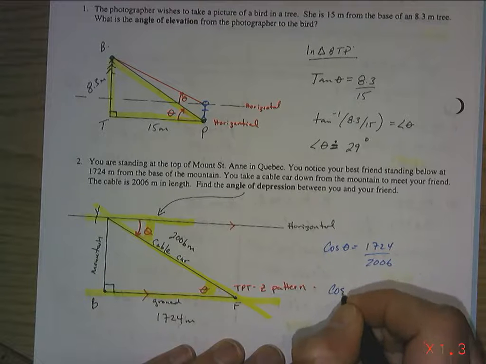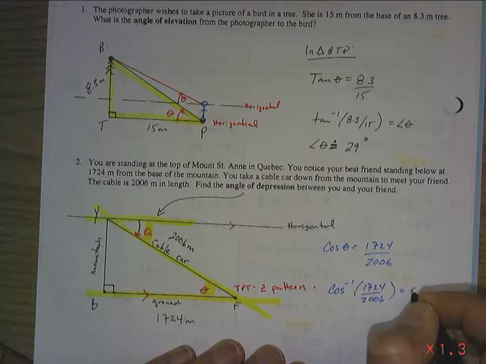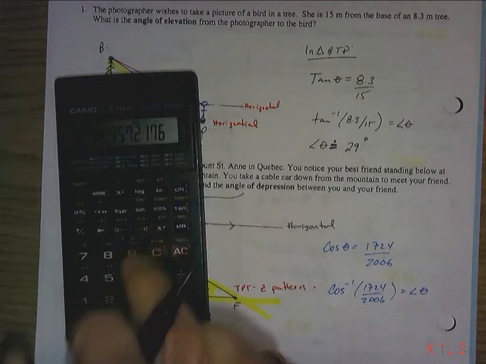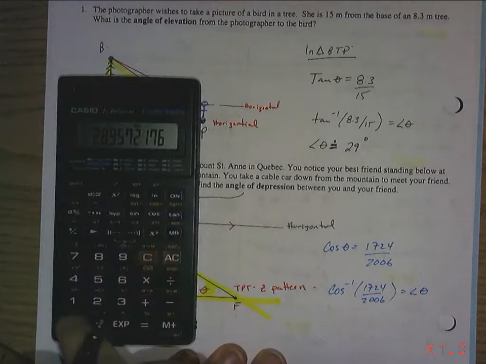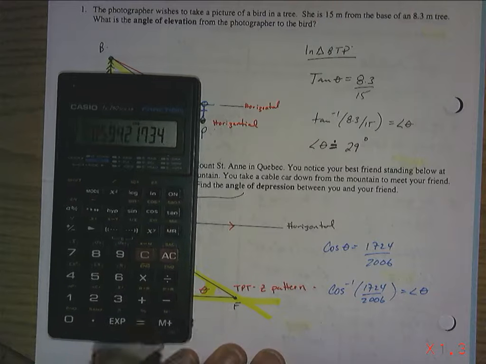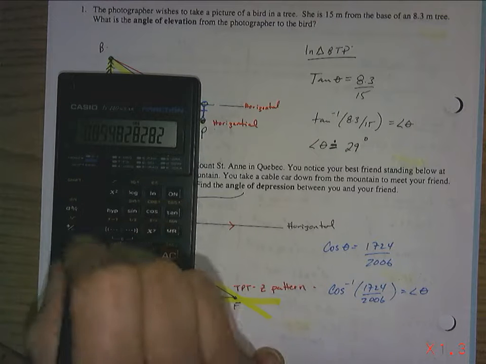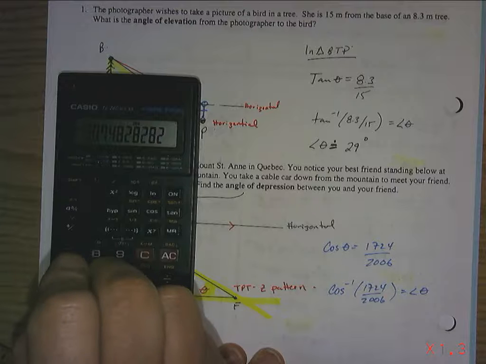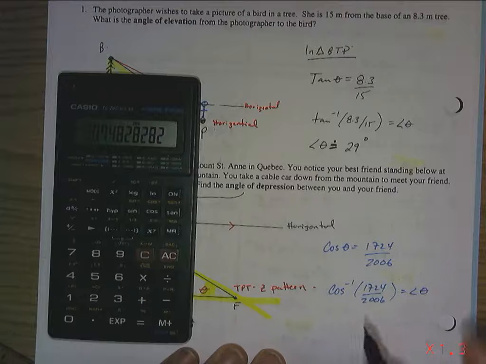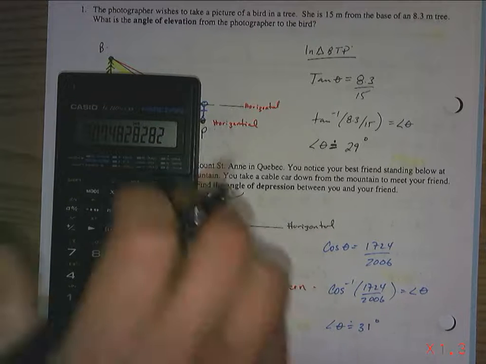So we need to use the inverse. And that will equal angle theta. So angle theta is going to be given by 1724 divided by 2006. Second function cosine, and I'm allowed to choose what I'm rounding to, so I'm going to take it to the nearest degree, so it's going to be approximately 31 degrees.